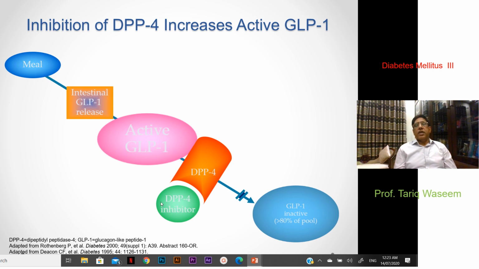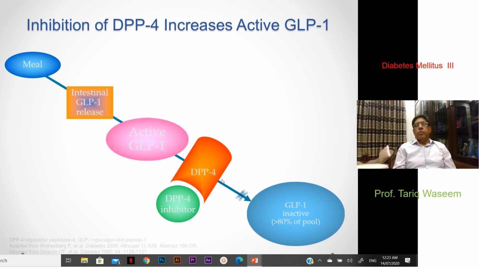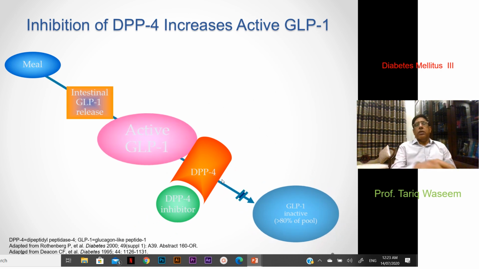If you inhibit this enzyme, this would lead to a decrease in inactivation. I will again show this: this is the active form of GLP-1 which is inactivated by DPP4, and this inactive form is not available, and the duration of action of active GLP is just 1 hour. But if you block these enzymes, you increase the active GLP-1.